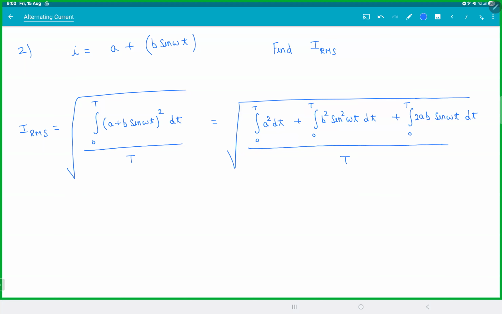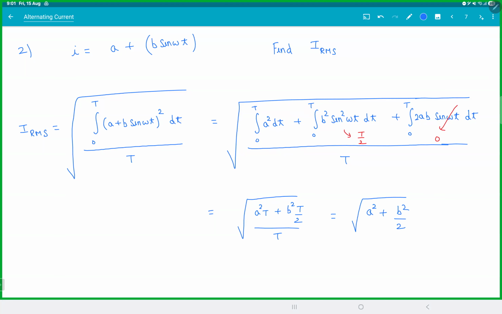Now, if you integrate sine square, the average will be half, and the sine average will be 0. Hope you remember that. Average value of a sine square function is half, and average value of a sine function is 0 for one time period. So you can prove it with integration. So this will become simply a square T plus b square T by 2, divided by T. There we get a pretty good result: a square plus b square by 2. Remember, it is not overall by 2. Only b square will get divided by 2.